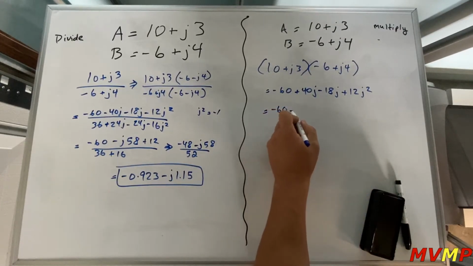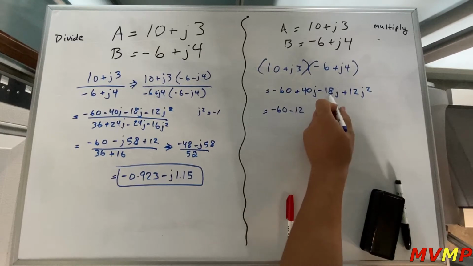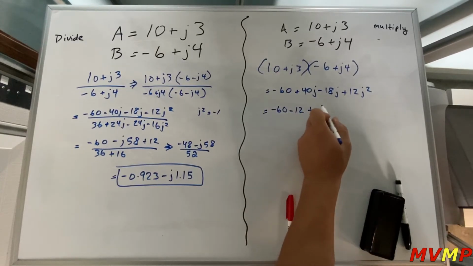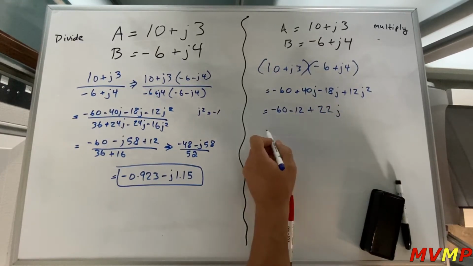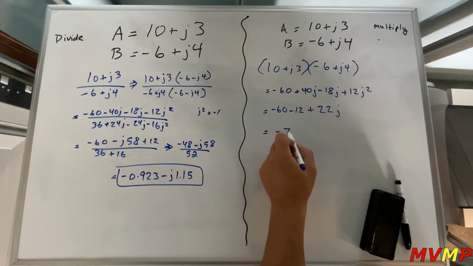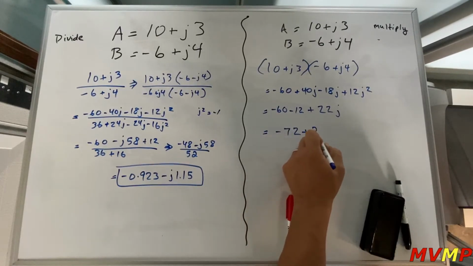So it's minus 60 minus 12, and then you subtract this from this, and it's 22j. So then your final answer becomes minus 72 plus 22j.